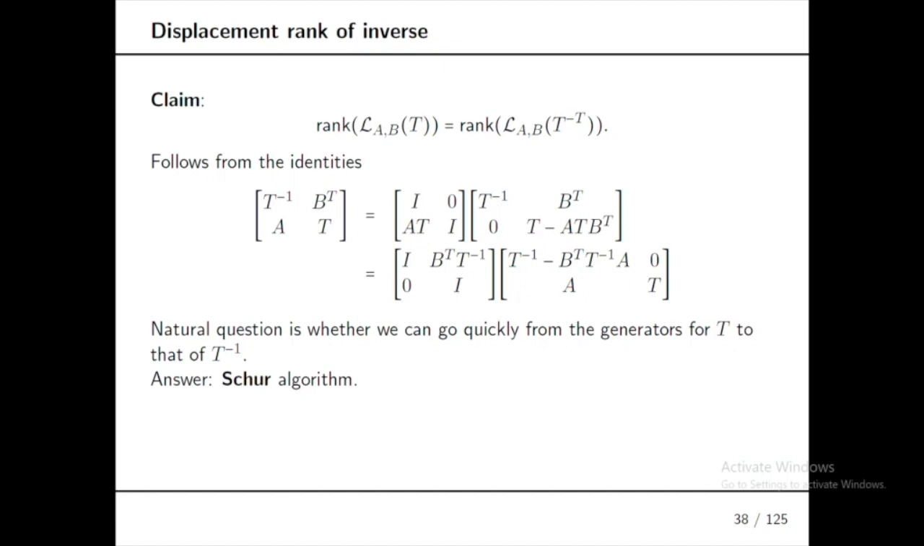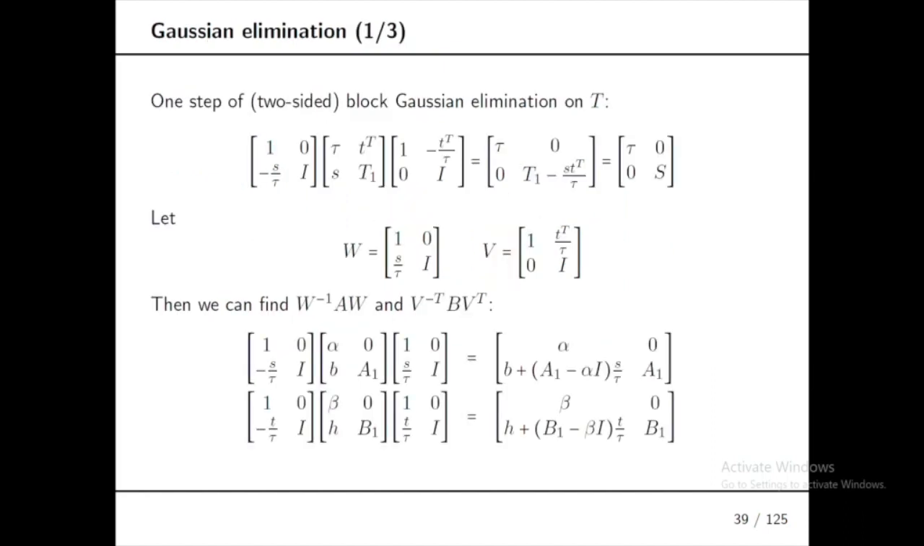So the question is, how can I go from the generators of T, which is P and Q, to the generators of T inverse quickly, right? And the answer was known, luckily, before this itself. And the answer is called the Schur algorithm from complex analysis. And that was the initial approach of these methods of Kailath and others, because they came from systems theory where they're already familiar with these things in terms of rational functions, and to then come up with the matrix analog is what they did. So how did they do this?